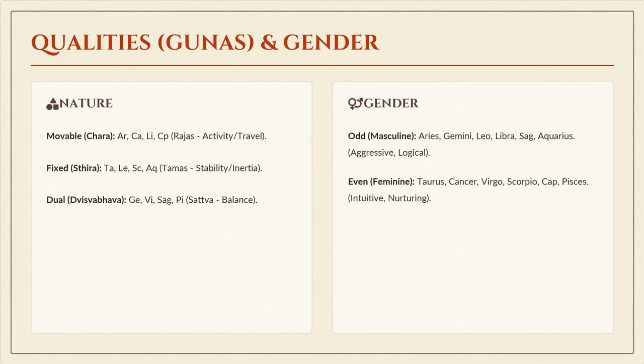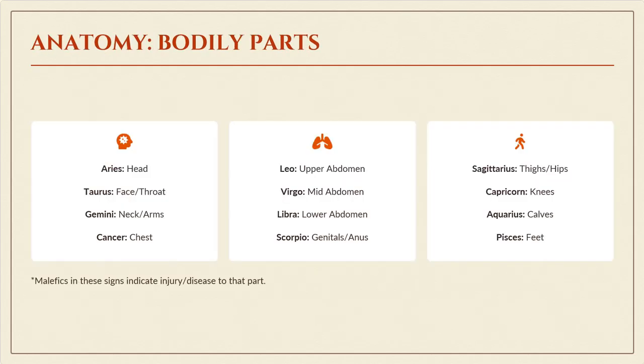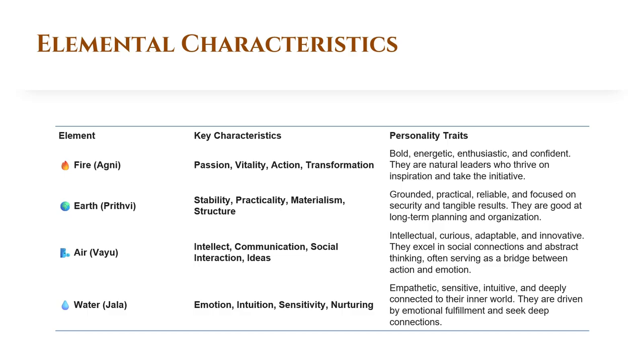For example, Aries will be movable, male, and will represent the fire element. So fire element, male, Char, what does it say? Aries will be aggressive because of the fire element. Aries will be dynamic because it is a Char, movable Rashi.